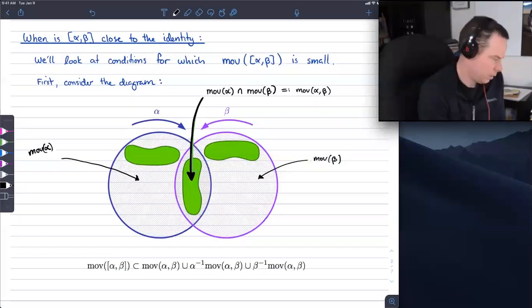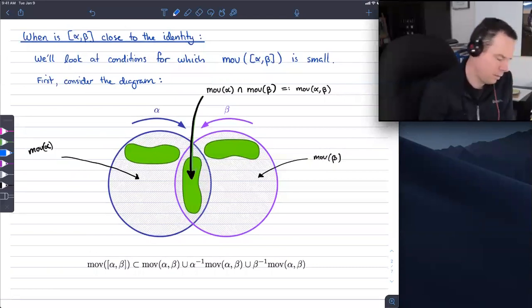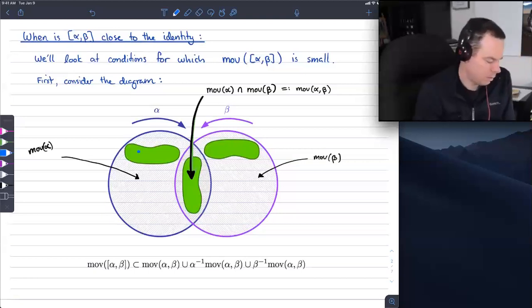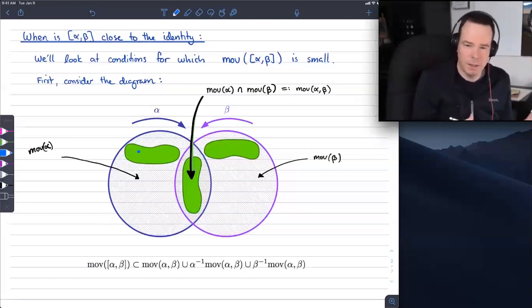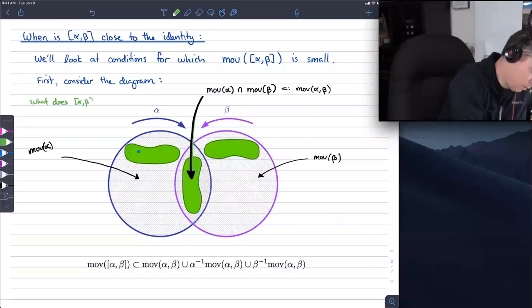What else do we have? Well, let's just think about what's going on with pieces in these other sets. What is a piece here going to do? So now what I want to do is track, if I do alpha, beta, alpha inverse, beta inverse, where do all these pieces move? So what does the commutator of alpha and beta, which is alpha beta alpha inverse beta inverse, move?